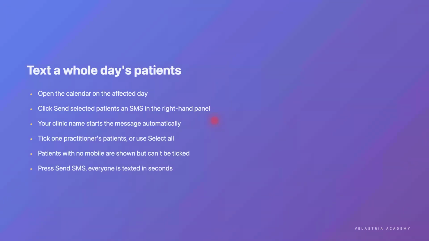And that is all there is to it. When you are running late, or a list is cancelled, open the calendar on that day, click Send Selected Patients and SMS, write a short note, tick the patients affected, and send. No phone calls, no scrambling, everyone told in seconds.